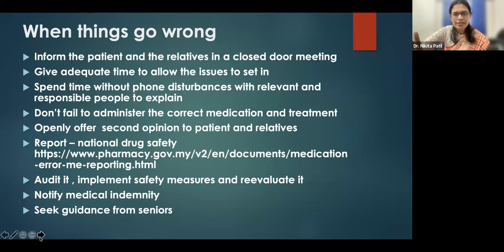Now here I would ask your secretary, sir, Dr. Chandolkar, only to highlight us. Report to the National Drug Safety. This is the website. We can report, audit it, implement safety measures and reevaluate it, notify medical indemnity, of course, in case of fatalities, and seek guidance from your seniors.